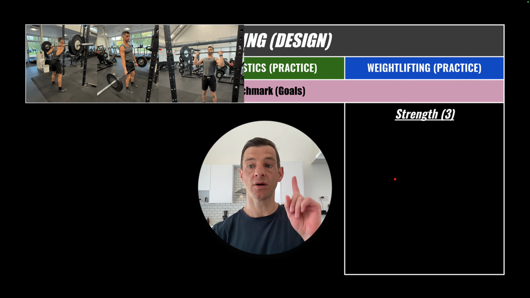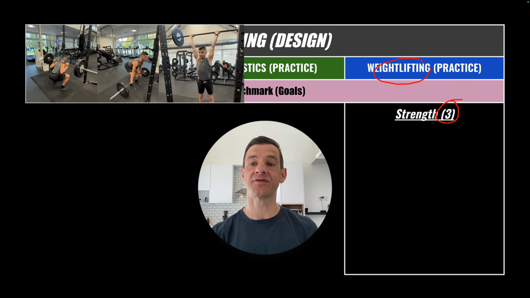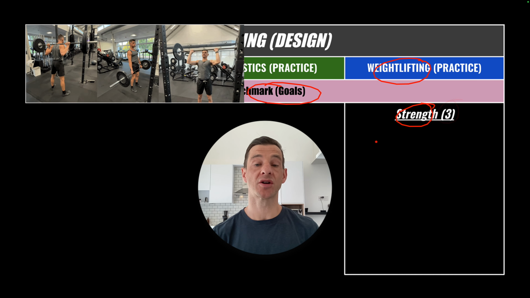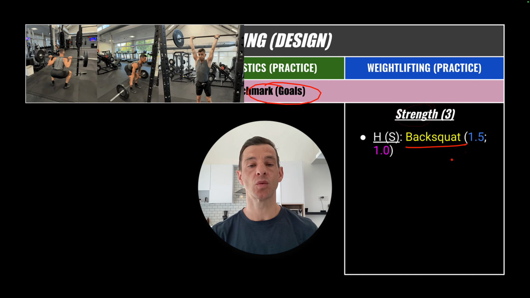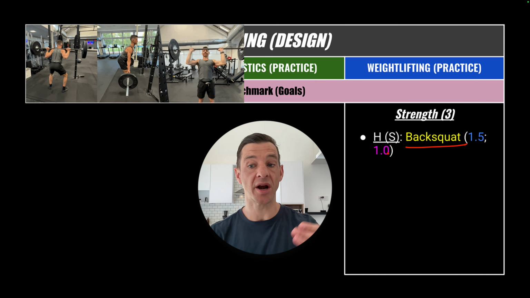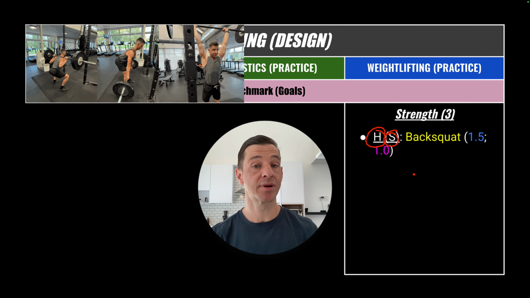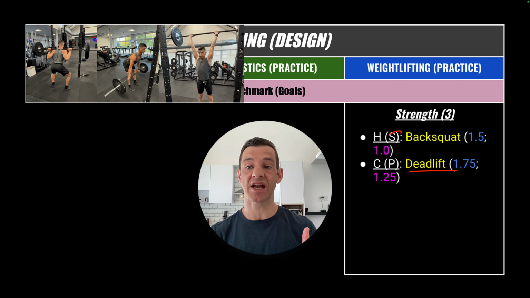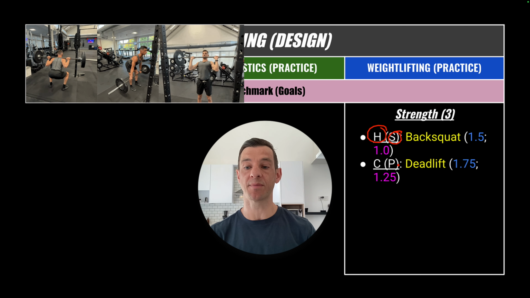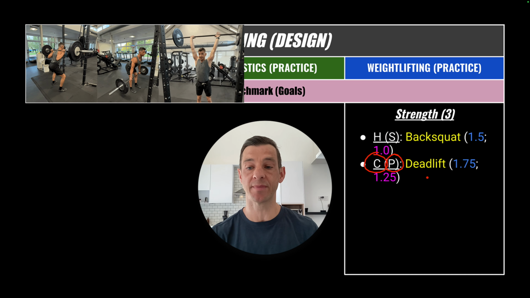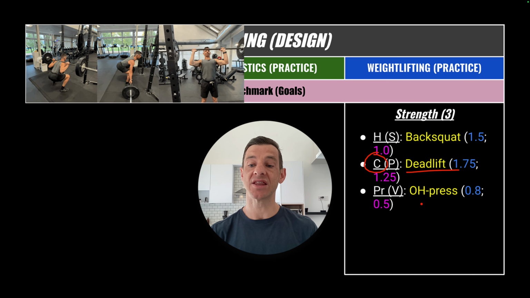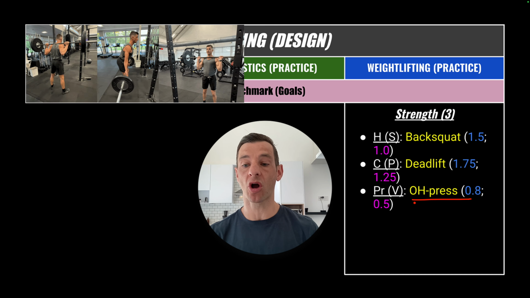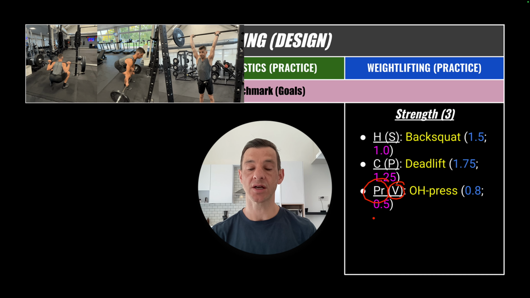So our 3 weightlifting strength benchmarks are the back squat, which is a benchmark of lower body or sagittal hip development. The deadlift, also a benchmark of sagittal hip development, but also a posterior chain core development benchmark. And finally, the overhead press is a benchmark of vertical pressing strength.